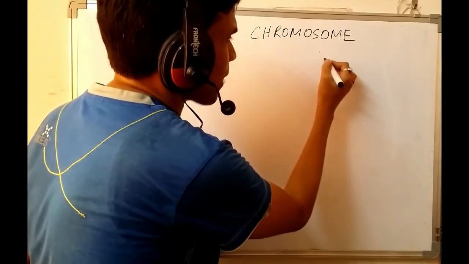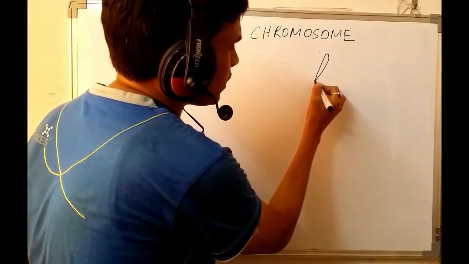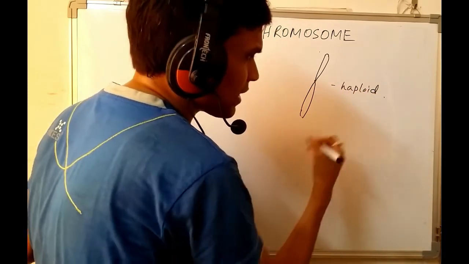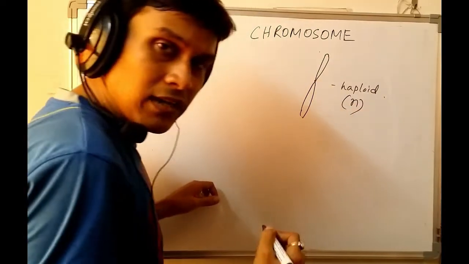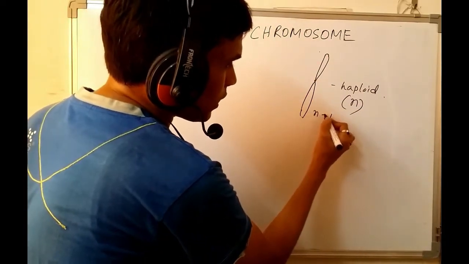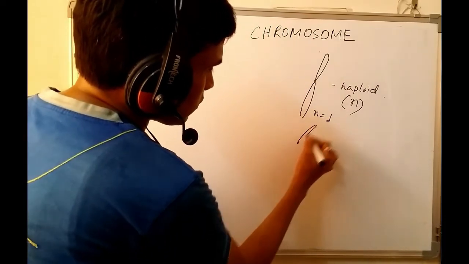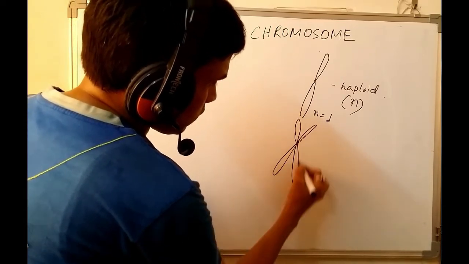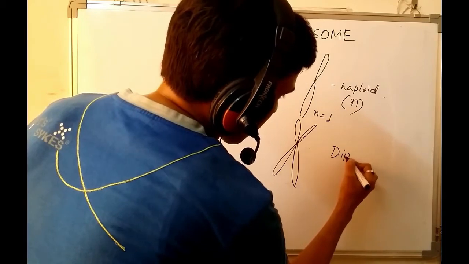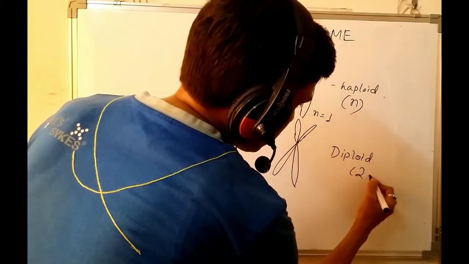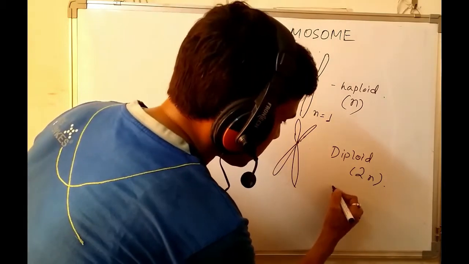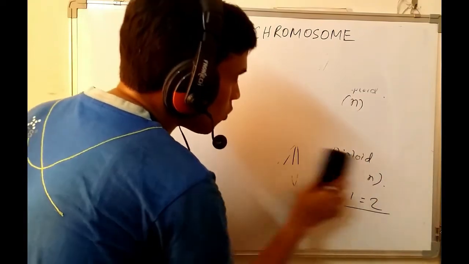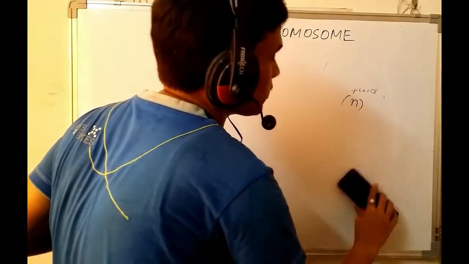This is very easy. What is a haploid chromosome set? If I consider only one chromosome, this is called haploid, just for your quick recap, and this is denoted by N. Here N equals 1, that means one chromosome. And diploid means when I am considering another copy of its own. That means 2N, double the number. So 2 into N, with N equal to 1, is 2.